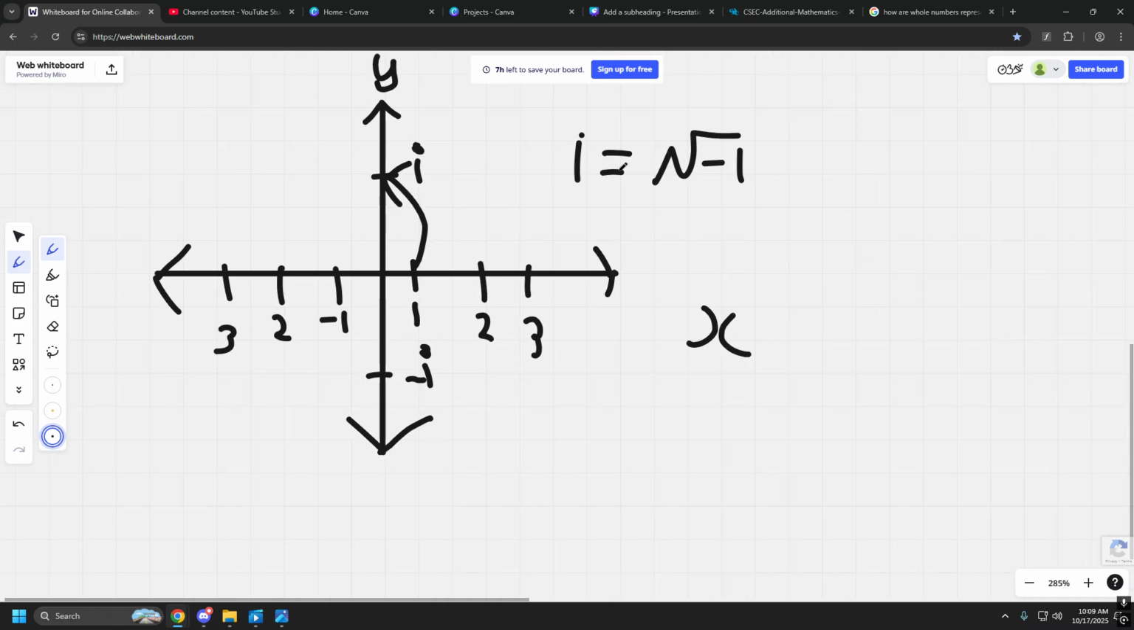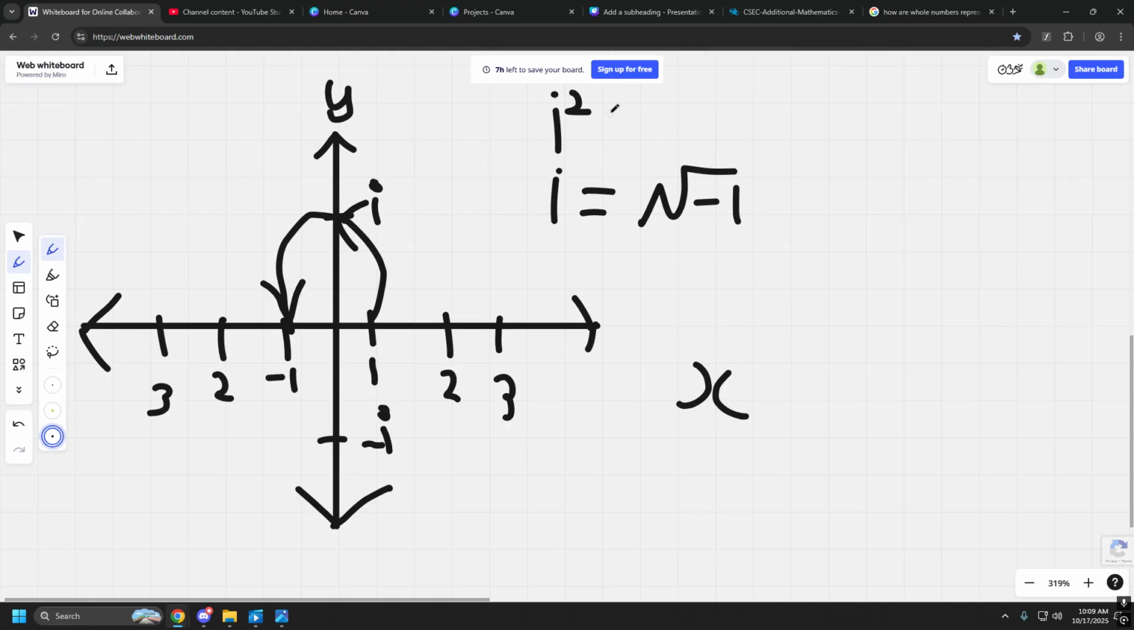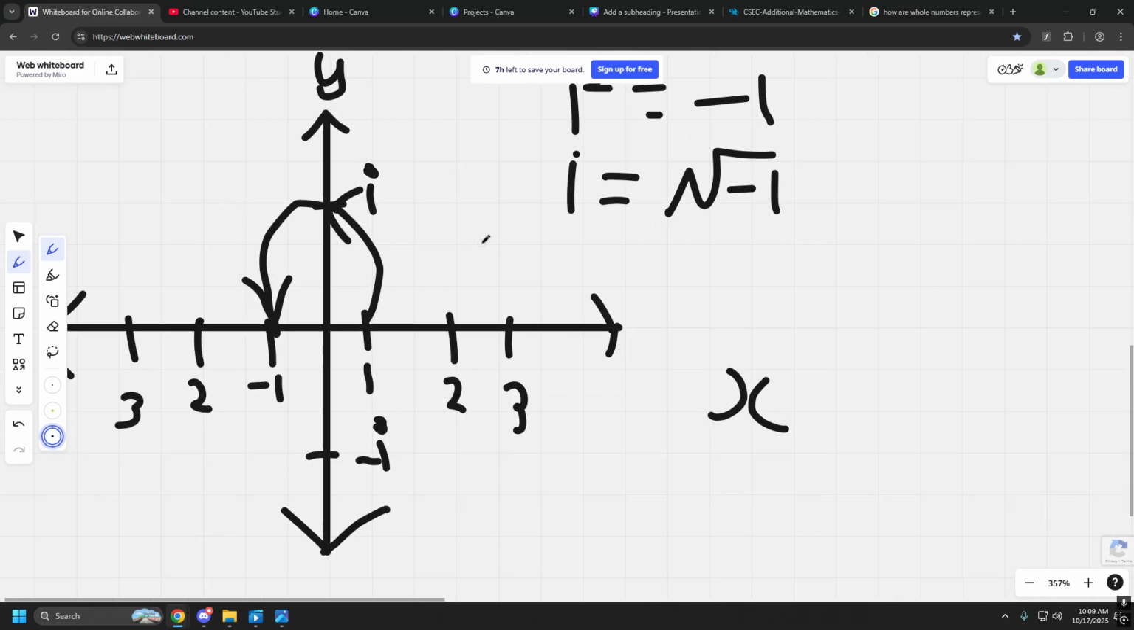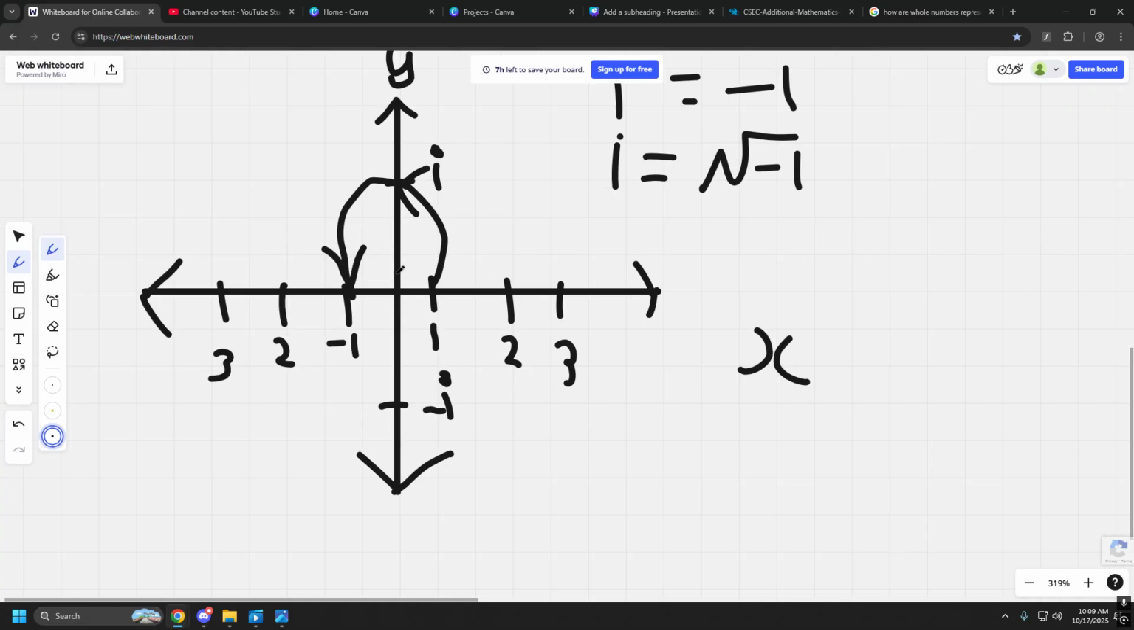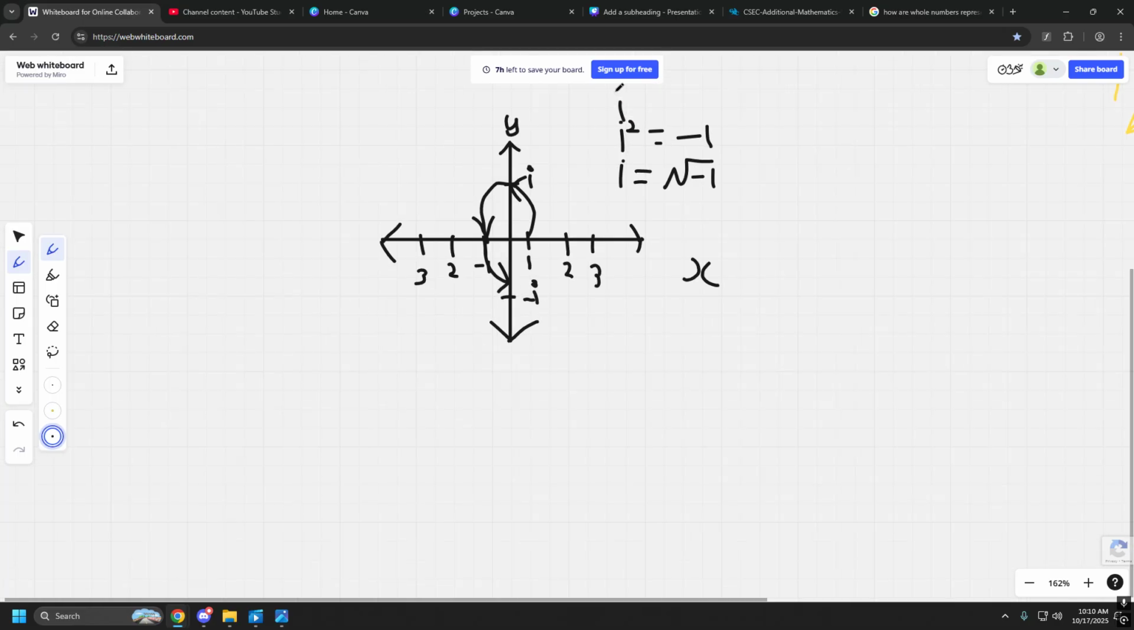But if you rotate it one more time, you actually are squaring the number, so you will get i squared. But what is i squared equal to? When you rotate it 90 degrees from i, you're at minus 1. So i squared is equal to minus 1. So how about we rotate it one more time? As you can see, we're now at minus i. So we can say that i to the power of 3 is equal to minus i.